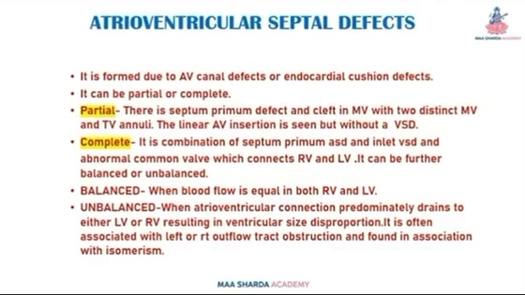And it is complete when it is a combination of septum primum ASD and inlet VSD. And there is an abnormal common valve which connects the right ventricle and left ventricle. It can be further balanced or unbalanced. Balanced when blood flow is equal in both right and left ventricle. Unbalanced when the atrioventricular connection predominantly drains to either the left or right ventricle, resulting in ventricle size disproportion. It is often associated with left or right outflow tract obstruction and found in association with isomerism.